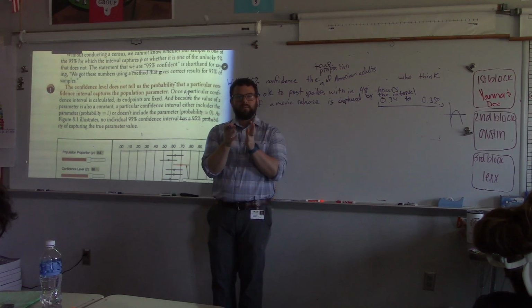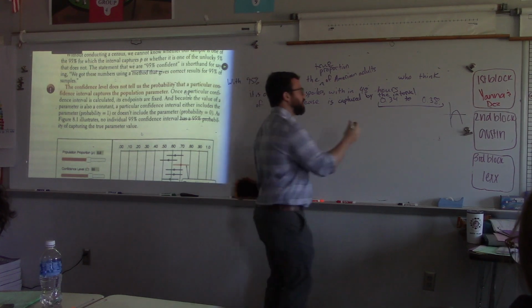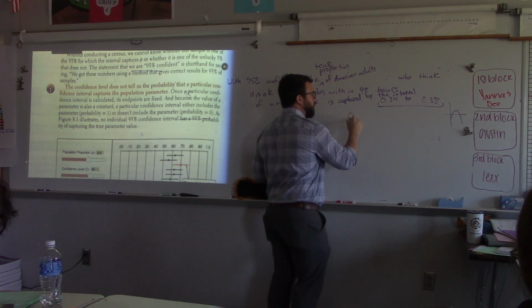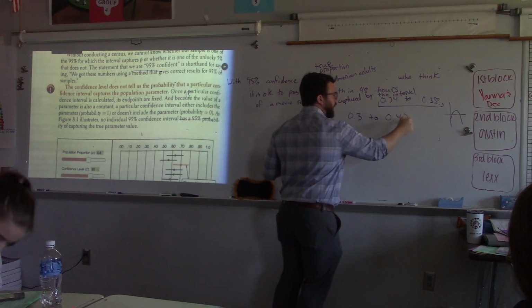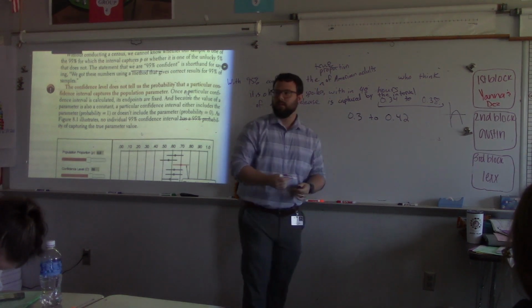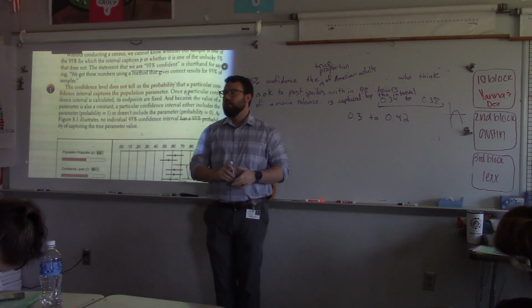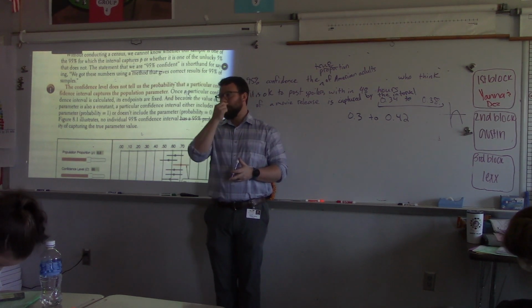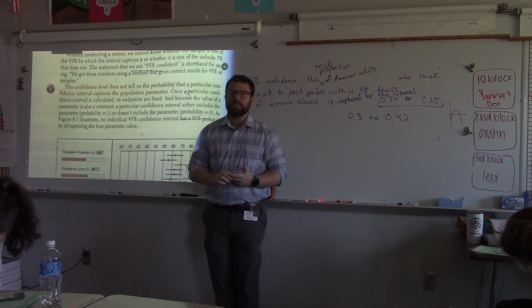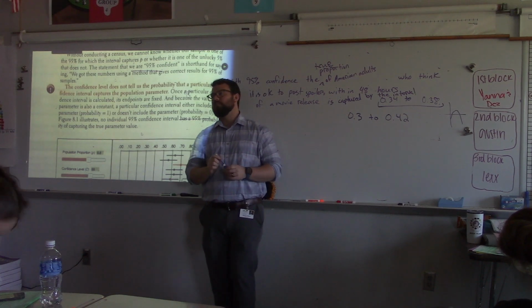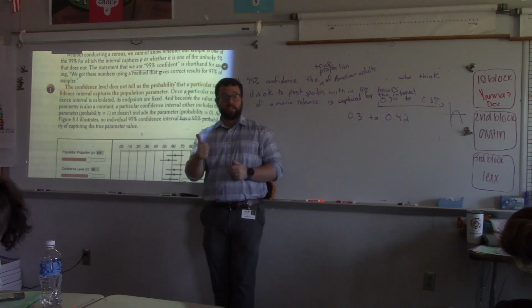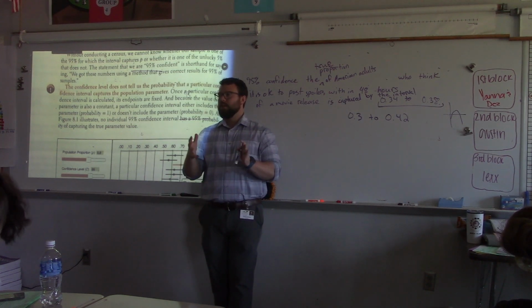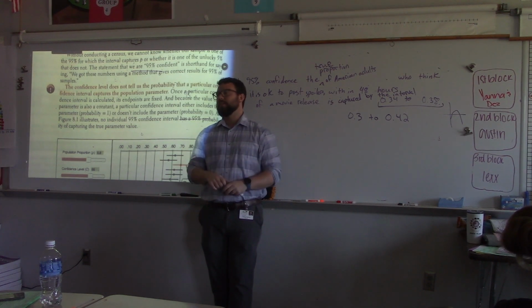Also, if I were to have an interval of 0.3 to 0.42, how much information does that really tell me? Not much, right? We want a smaller margin of error. So what are the two ways that we can get a smaller margin of error? Increase sample size. So if we increase our sample size, that's going to decrease our margin of error. But what's a problem with increasing our sample size?